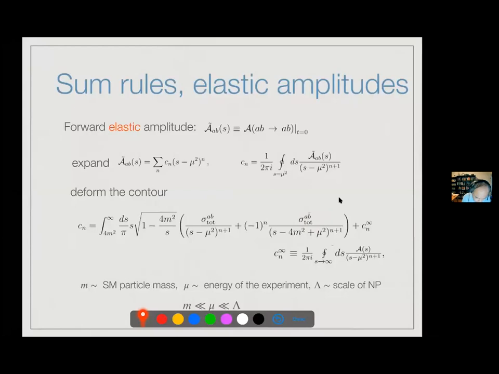After you've done all this, you can write this coefficient in this way, plus a boundary term, which comes from the integration over the contour at infinity. We'll have a few more words to say about this boundary term. In this work, we will take M to be roughly on the order of a standard model particle mass, which we will eventually take to zero. Mu will be the energy of the experiment, and lambda will be the scale of the new physics.